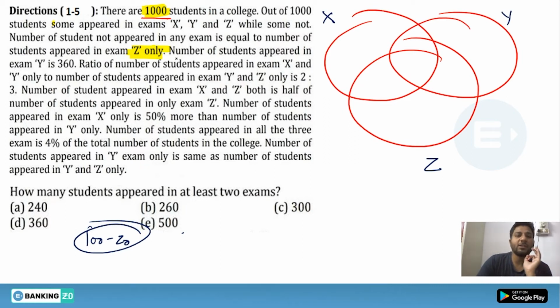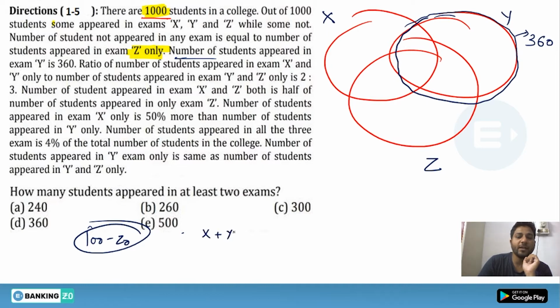Now let's start with the first statement. Number of students appeared in Y. It doesn't say only Y, so it will be a complete Y, which includes some common portion as well, 360. All right, ratio of number of students appeared in exam X and Y only.